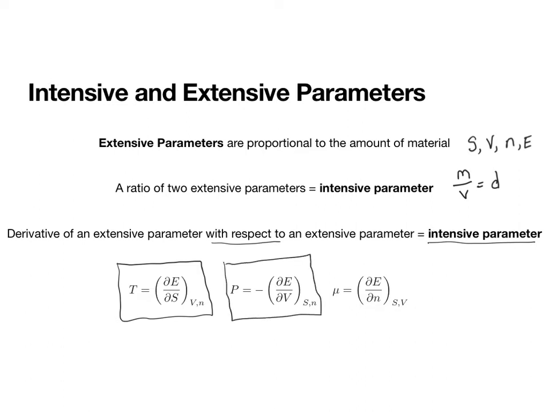Pressure has this relationship, and mu, this is a term that we're going to learn about in another chapter or so and use a lot. This is called chemical potential. So for now, don't worry about what that means. We're going to use it and see what it means here in a little bit. But for now, it's defined as the change in the energy with respect to the number of moles, holding the entropy and the volume constant.